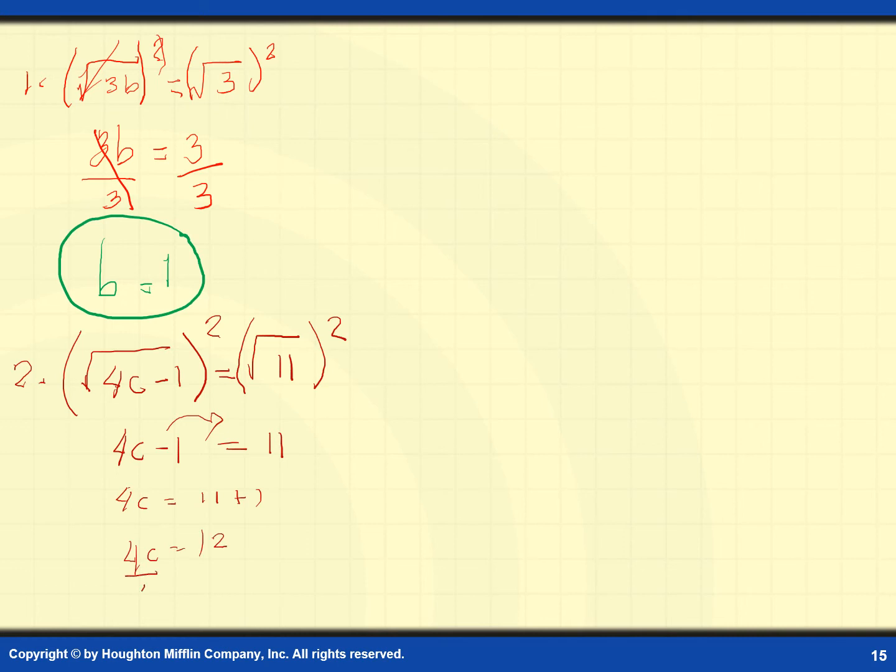Divide both sides by 4. So, ibig sabihin, ang c natin ngayon ay equal to what? 3. Ayan. So, magiging equal to 3. Gets natin?